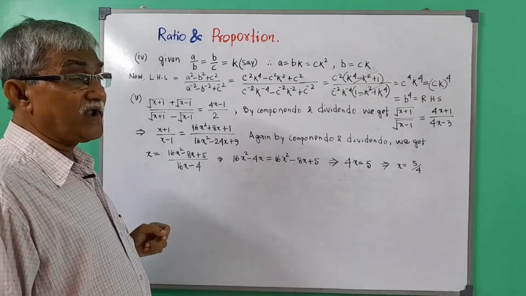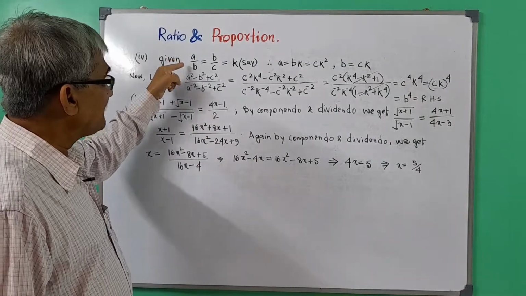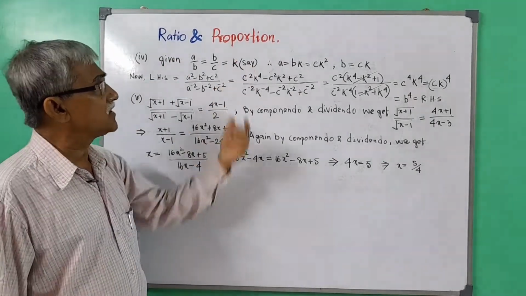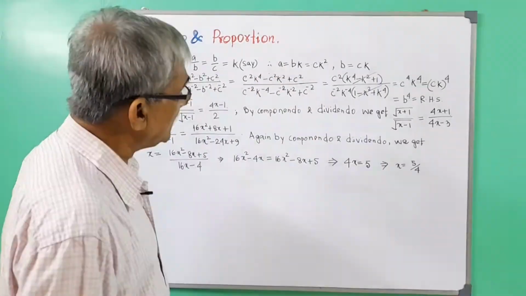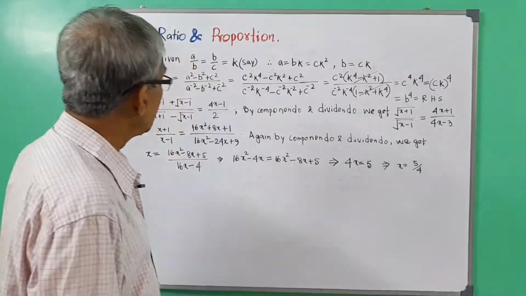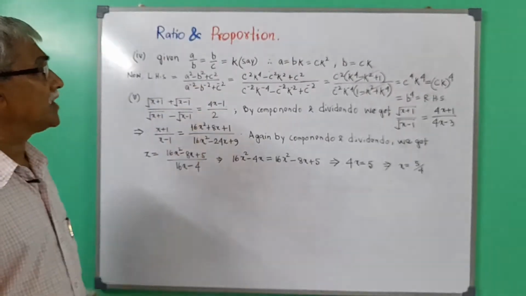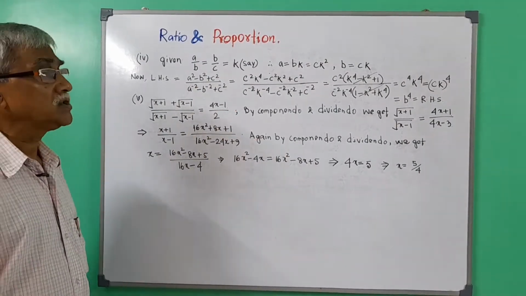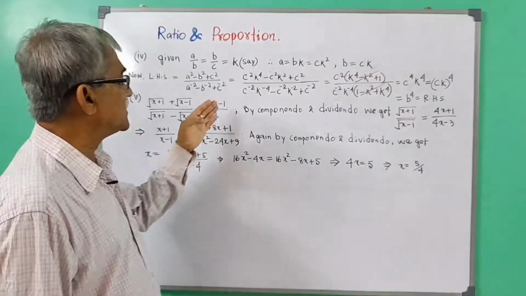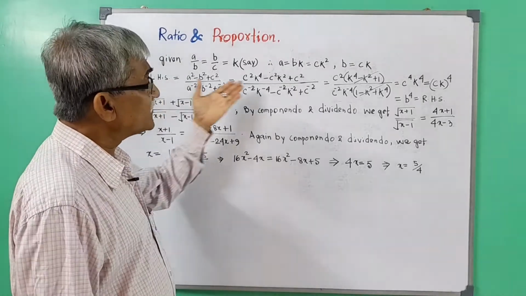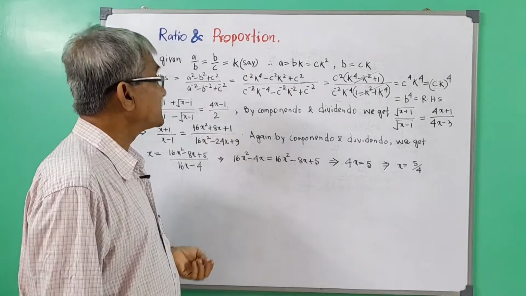It is given that B is the mean proportional between A and C. What does it mean? It means A by B is equal to B by C, let it be equal to K, say. So once again A is equal to BK and that equals CK square, and B is equal to CK. Now what is given on the left hand side? It is A square minus B square plus C square whole upon A to the power minus 2 minus B to the power minus 2 plus C to the power minus 2. I have just put the values of A, B, C in the given expression.